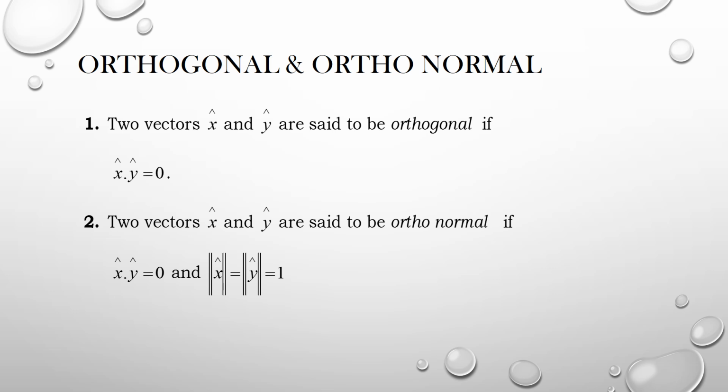Now, what are orthonormal vectors? If we take two vectors again, x cap and y cap, they are said to be orthonormal if first they must be orthogonal. That means x cap dot y cap must be 0. Next, their lengths must be 1. That means x cap and y cap both must be unit vectors. Their magnitude must be 1. So, orthogonal vectors are those vectors whose dot product is 0. Orthonormal vectors are those vectors which are orthogonal and their magnitude is 1.